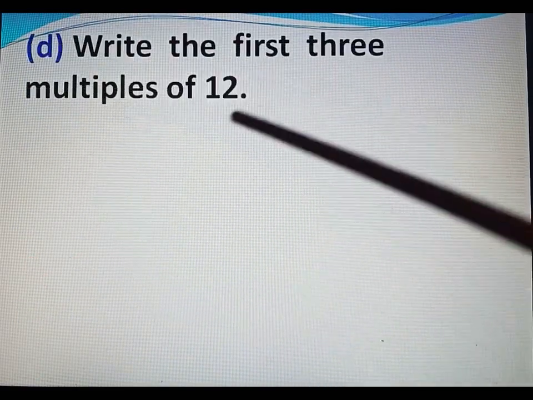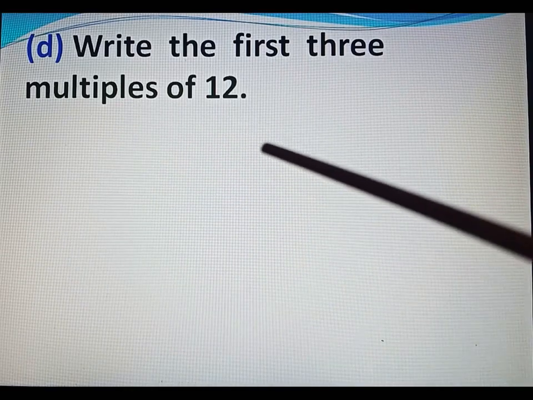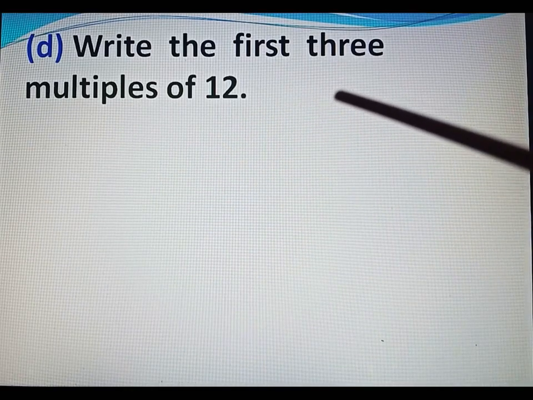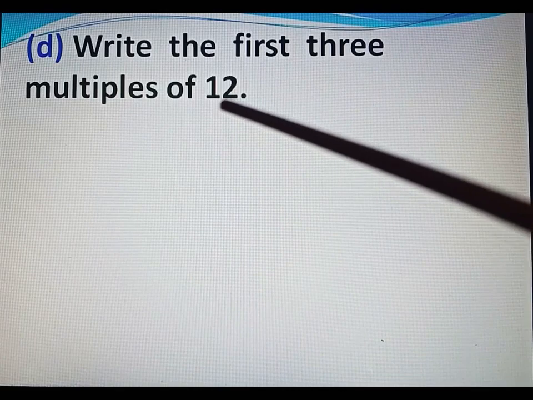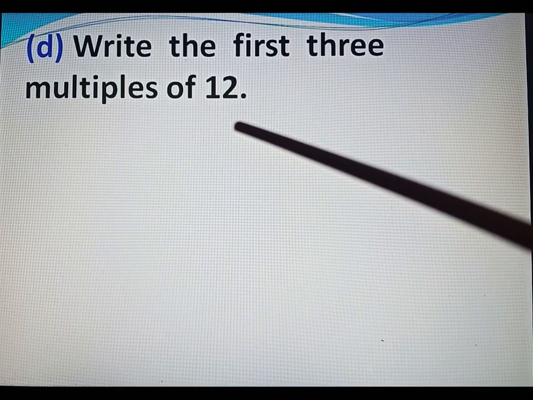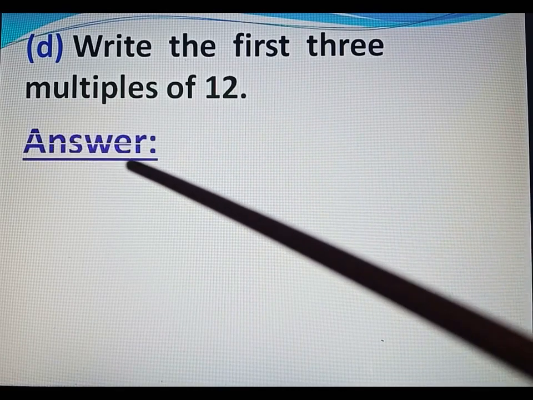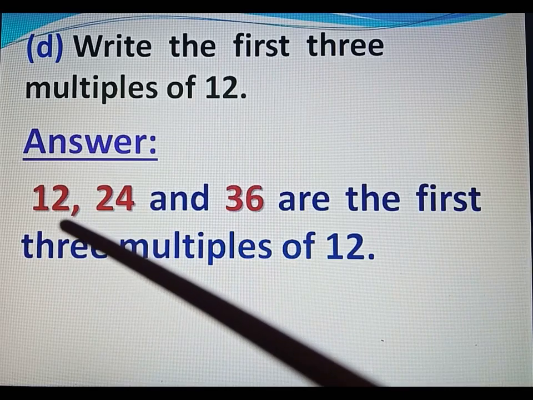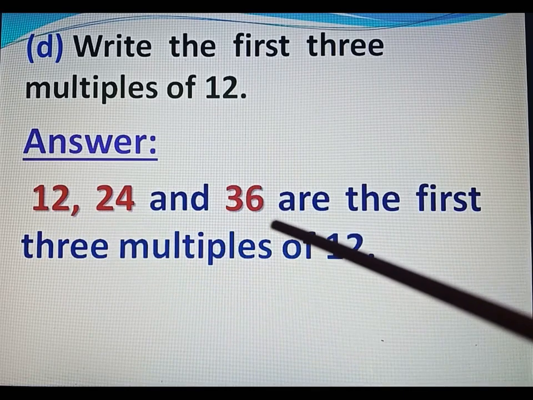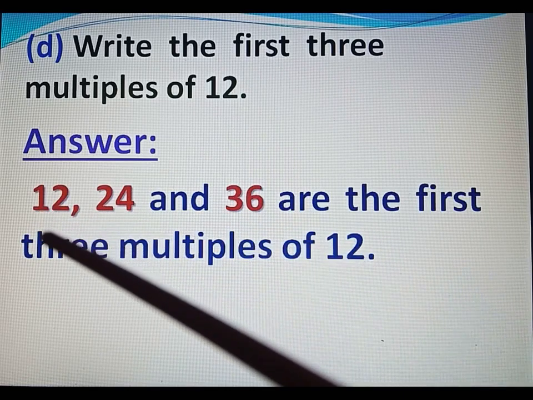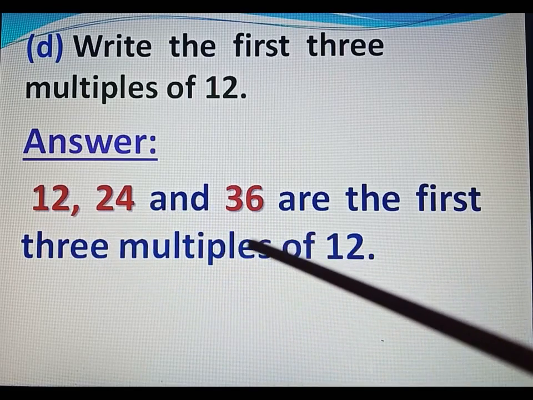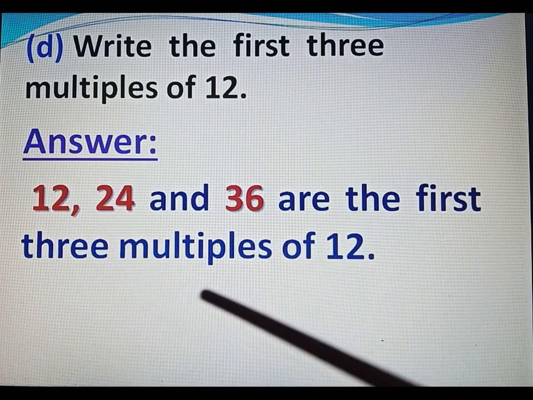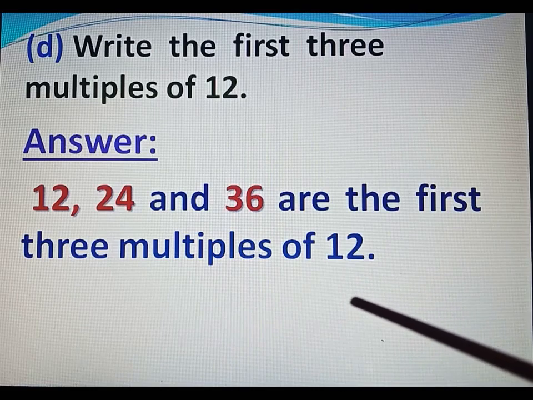D part. Write the first 3 multiples of 12. We will multiply this 12 by 1, 2 and 3. Answer: 12 ones are 12, 12 twos are 24, 12 threes are 36. Here 12, 24 and 36 are the first 3 multiples of 12.